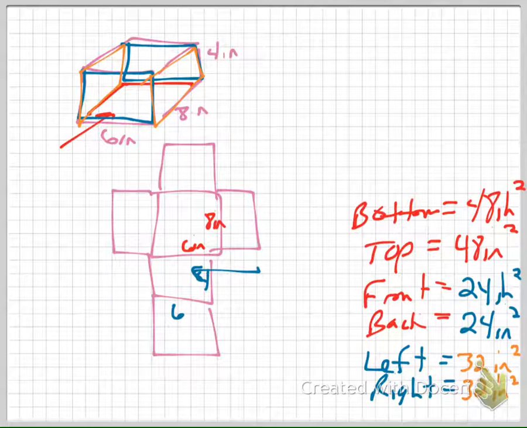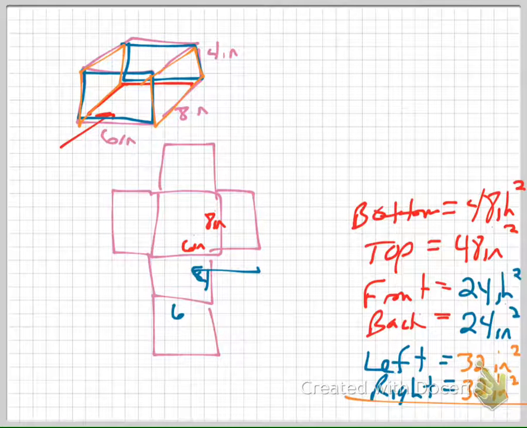32 square inches. Is there any other side to this figure? Is there any other piece of this figure that needs to be wrapped? No. So what do I do with this whole thing? I add them up. 48 plus 48 plus 24 plus 24 plus 32 plus 32. Get your calculator out, whatever that is. That's how many square inches it takes to wrap this whole box. Does that make sense?